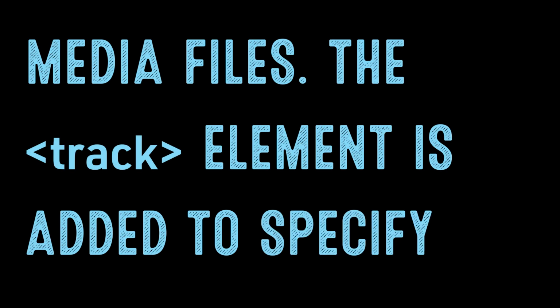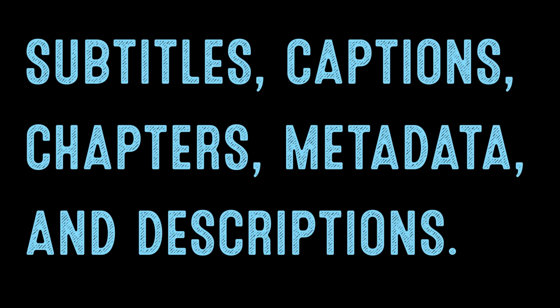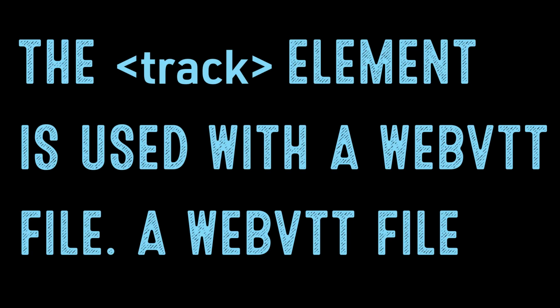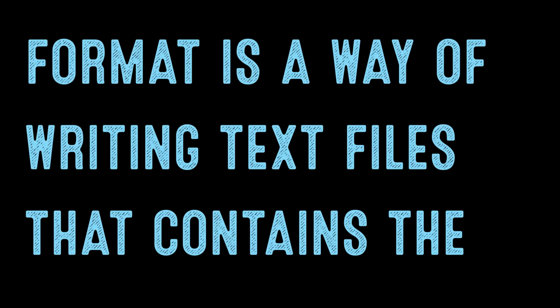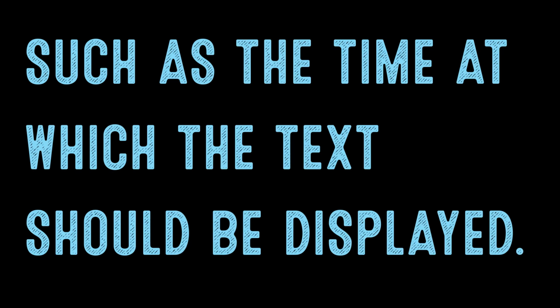The track element is added to specify timed text tracks. There are several different types: subtitles, captions, chapters, metadata, and descriptions. The track element is used with a WebVTT file. A WebVTT file format is a way of writing text files that contains the strings of text called cues along with the metadata, such as the time at which the text should be displayed.